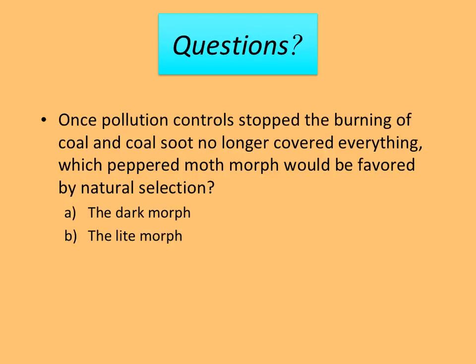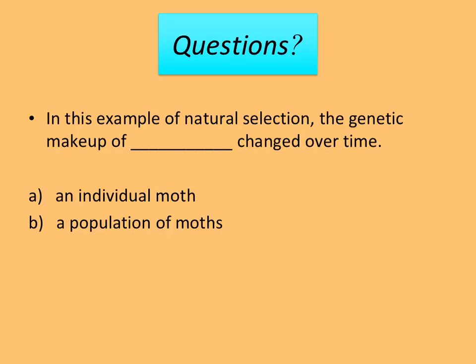Once pollution control stopped the burning of coal, and coal soot no longer covered everything, which peppered moth morph would be favored? The dark morph or the light morph? The light. Right. The genetic makeup of the population changed, not the individuals.